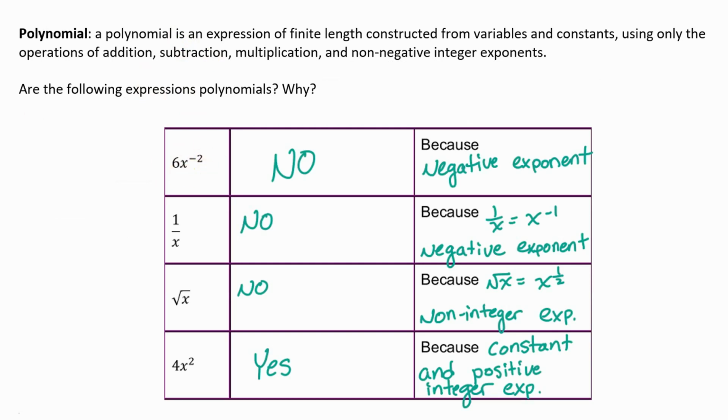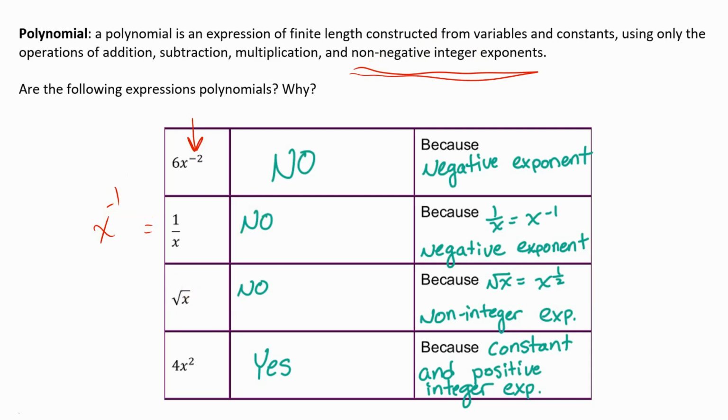6x to the minus 2. We can say, no, this is not a polynomial because remember, it must have a non-negative integer exponent. And here we have this negative 2. The next one here, 1 over x. Well, we can rewrite this as x to the minus 1. And again, we have that negative 1 exponent. So therefore, no, this is not a polynomial.